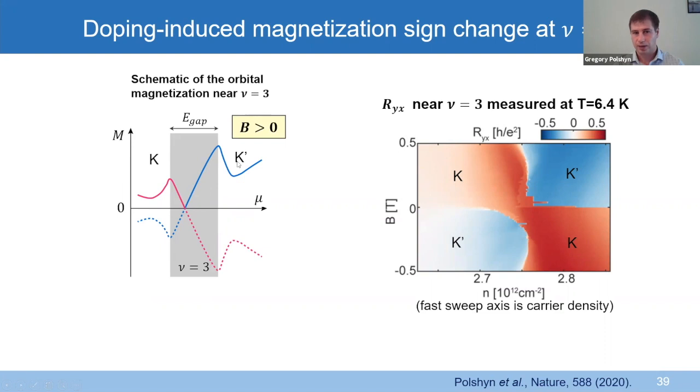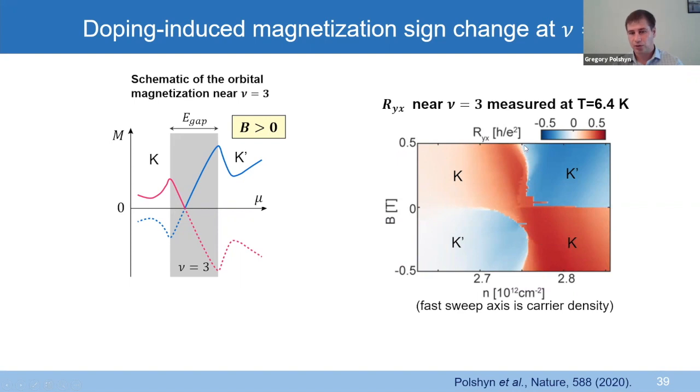And this is exactly what we observe in experiment. So this is the measurement of RxY near nu equals 3 at some higher temperatures where there is no metastability and hysteresis. So in this case, we were probing directly the valley polarization of the ground state. But still RxY remains close to the quantized value, so we can use the sign of RxY to identify the valley polarization.